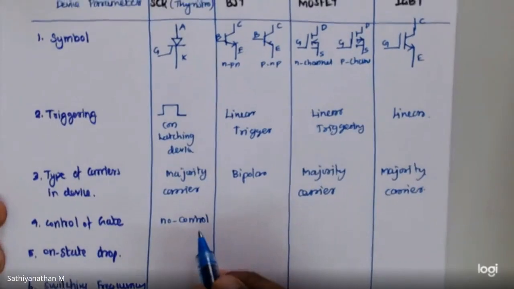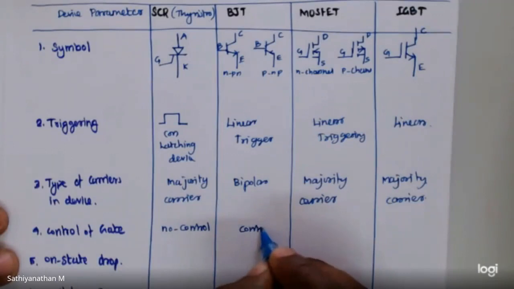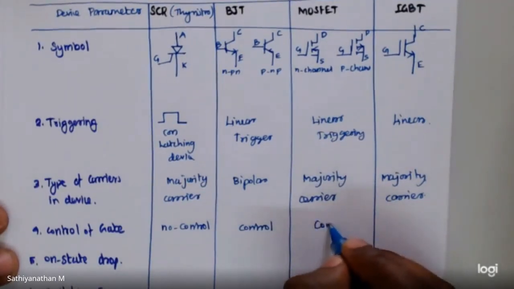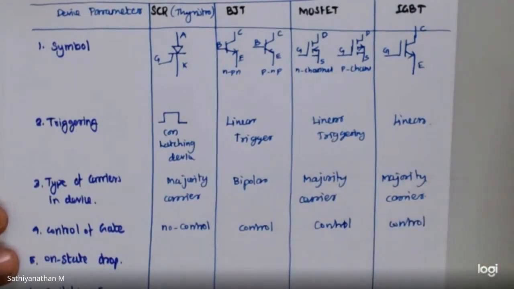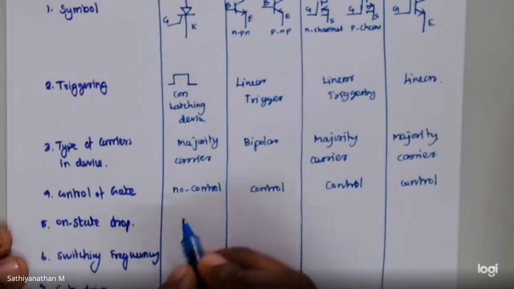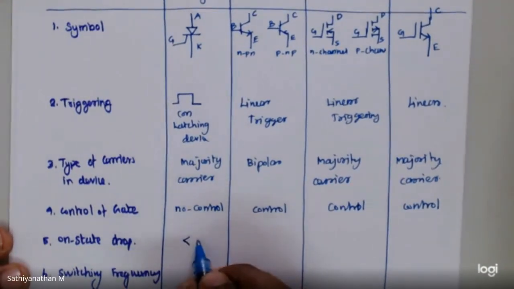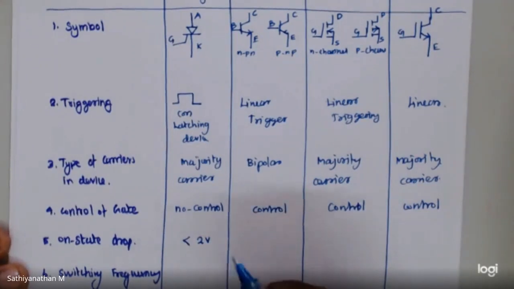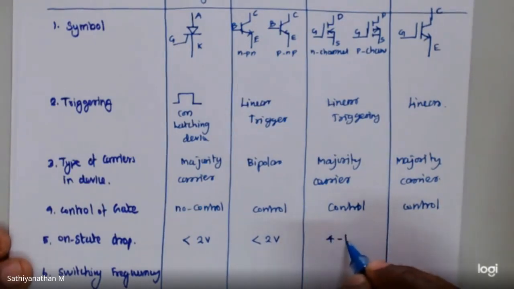Because once it is triggered, we cannot control it, we cannot turn off the device. Here, these three devices, BJT and MOSFET, are controlled using a gate control circuit. Okay. So if you compare the on-state drop of all the devices, the SCR has a drop of less than 2 volt, and similarly BJT has less than 2 volt voltage drop, and the MOSFET has a drop.